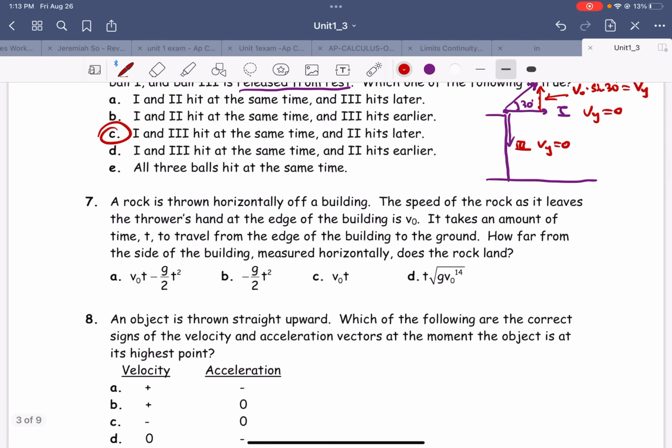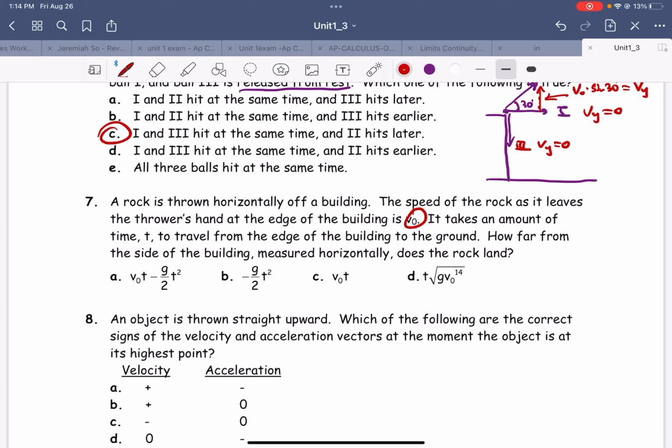Number 7, a rock is thrown horizontally off the building, and the speed of the rock as it leaves the hand at the edge of the building is v naught. It takes an amount of time t to travel from the edge of the building to the ground. Okay, and how far from the side of the building, measured horizontally, does the rock land?